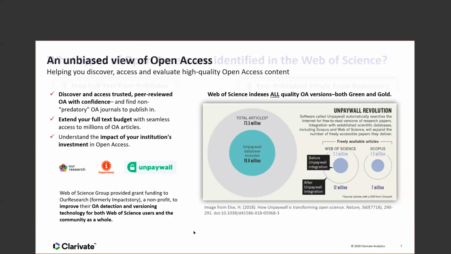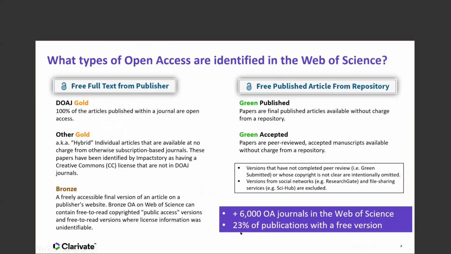Thanks to this collaboration between Unpaywall and the Web of Science, we have a big portion of the documents that are indexed in the Web of Science available through open access, and we have classified them into 5 versions of open access. On the left side, those are coming from publishers.